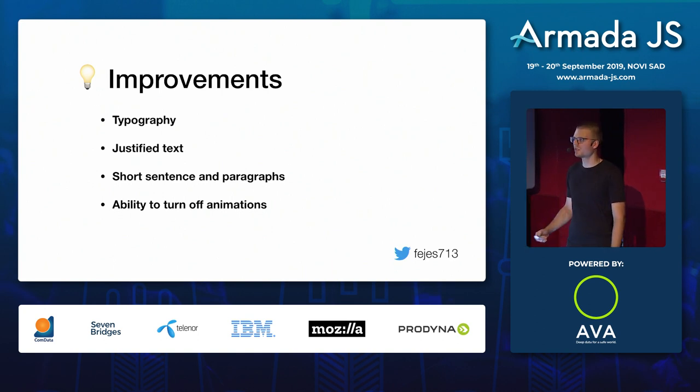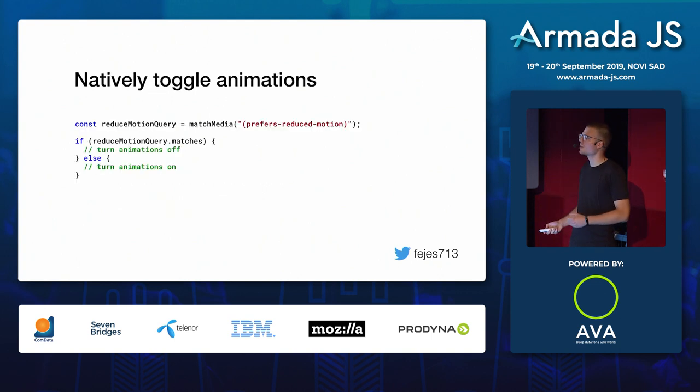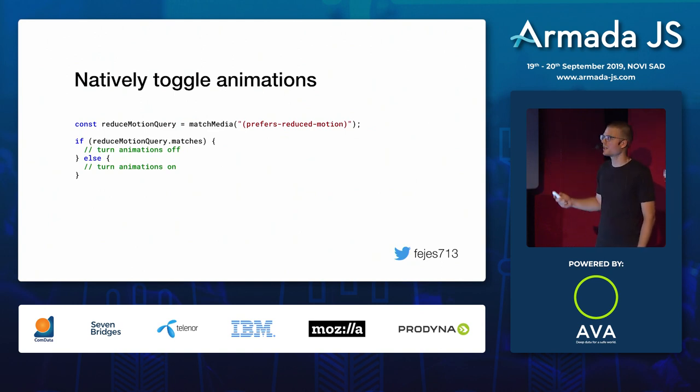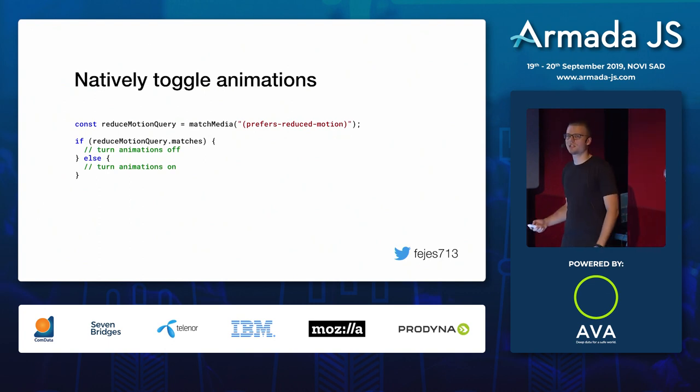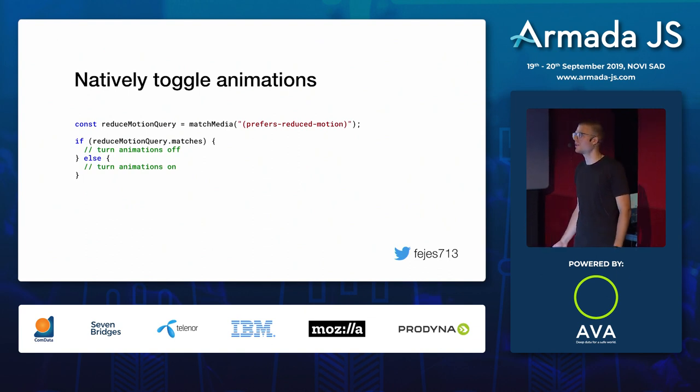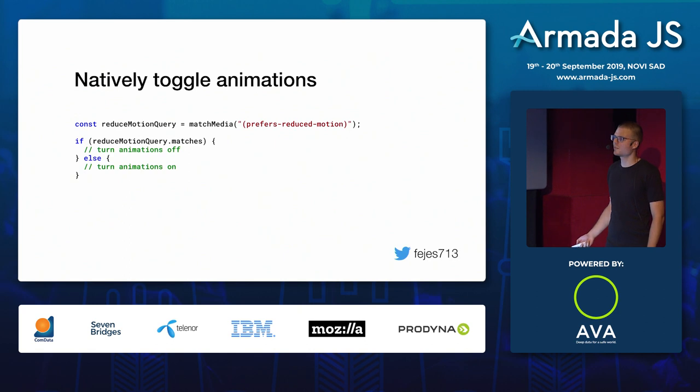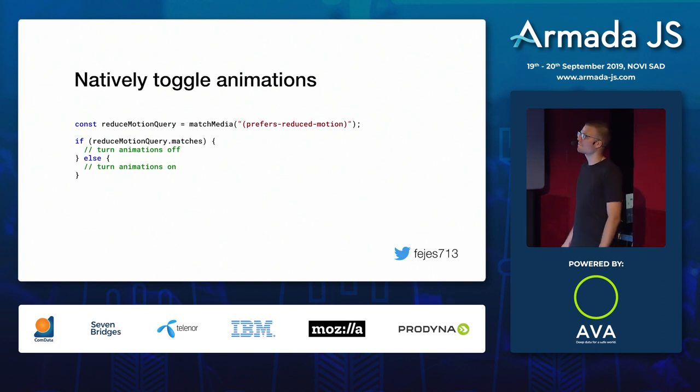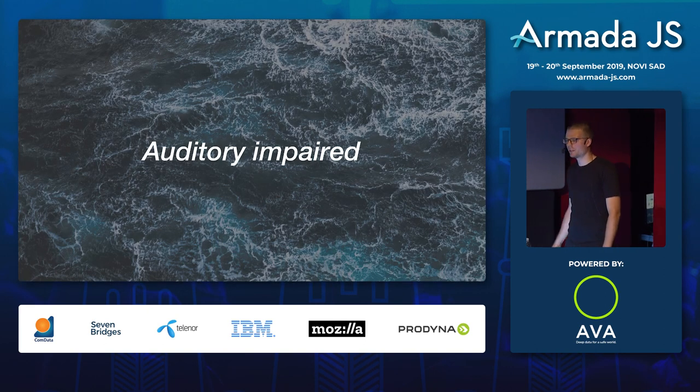The way they do so is they go to the settings and turn the reduce motion setting on. And we can listen for that with the matchMedia function, which will tell us if the user prefers animations or not. If they do, we will just leave the animations on, and if they don't, we can turn them off via JavaScript. This is useful for JavaScript animations. The same can be done with CSS animations because it's a media query, so we can just select it in our CSS styles.